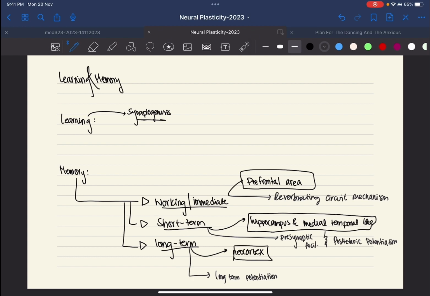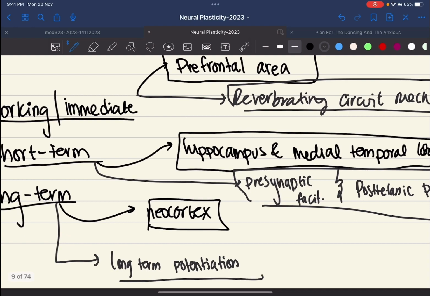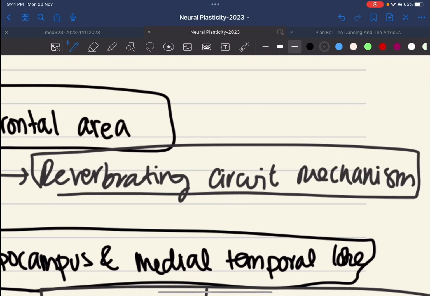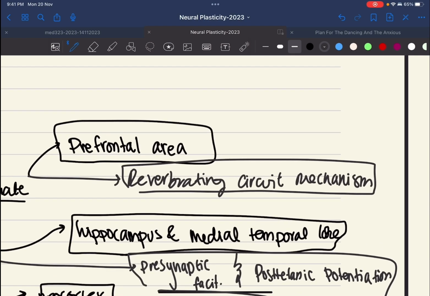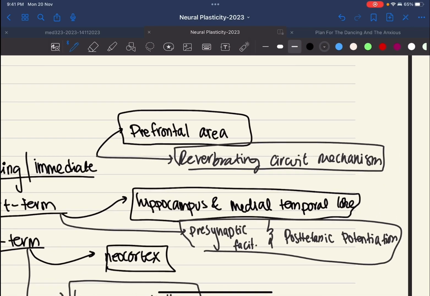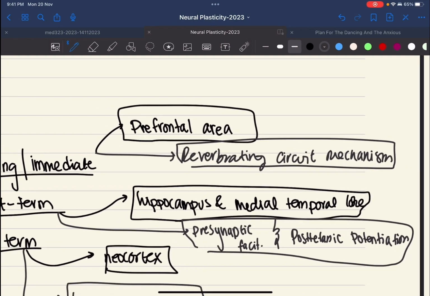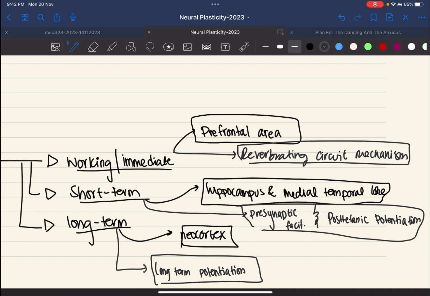So now the last thing that we need to know about this section is how each mechanism works. And this is actually pretty, not complicated, but this is pretty important. So reverberating circuit mechanism, which occurs again in the prefrontal area, is a neural circuit mechanism that involves a loop of interconnected neurons where signals travel in a continuous circular path. So this is the definition of what a reverberating circuit mechanism is. And I feel like it's a bit self-explanatory. Again, there's no crazy details that were mentioned in this lecture that you are required to know, but feel free to look it up in your own time.